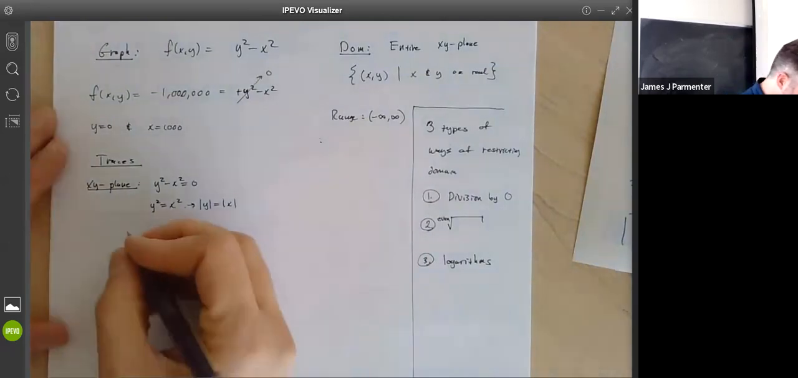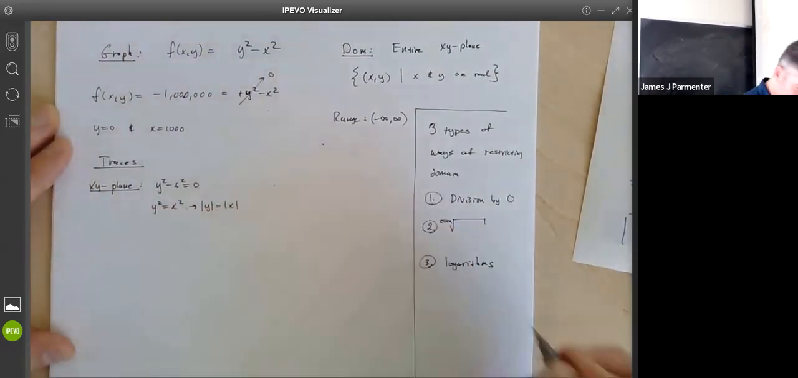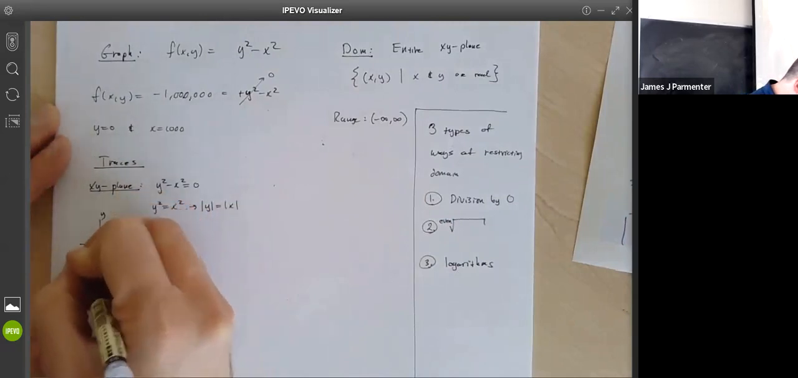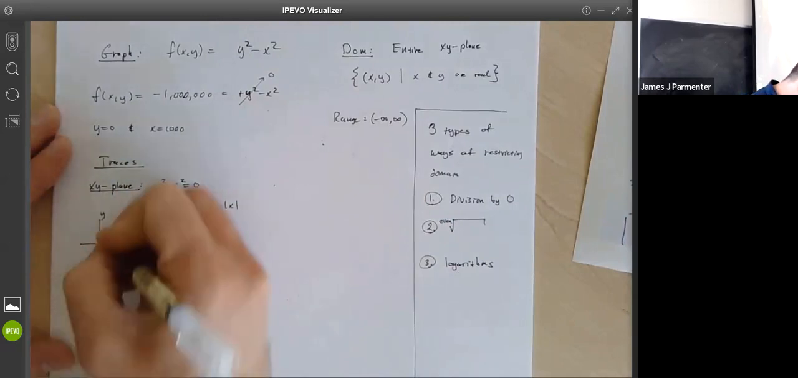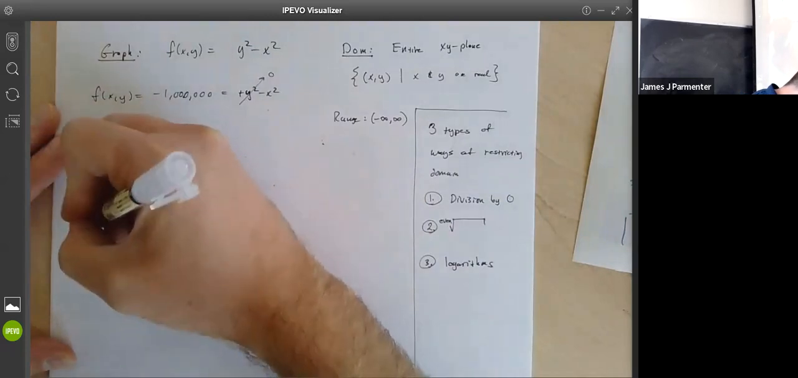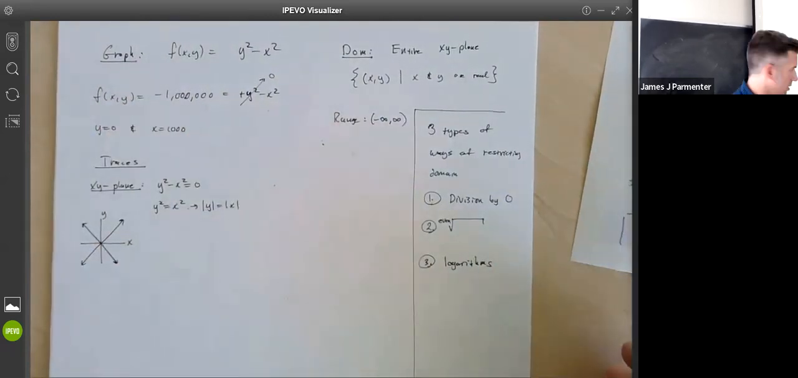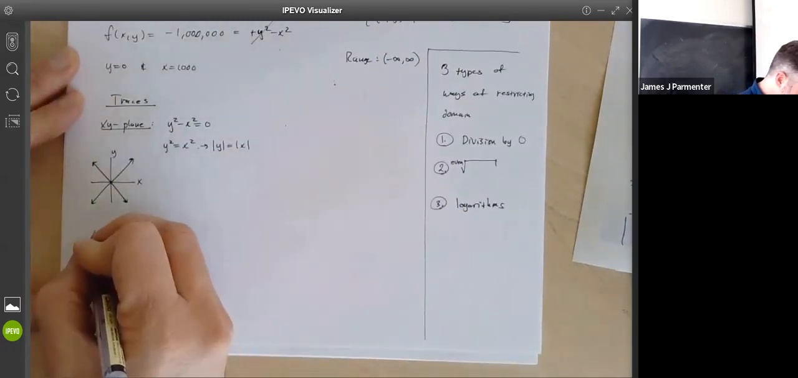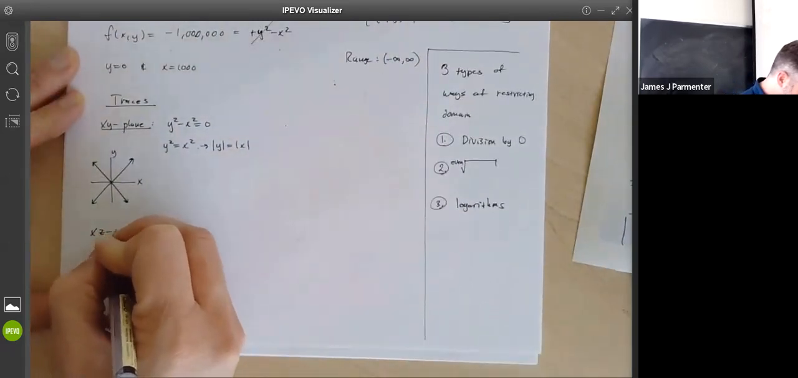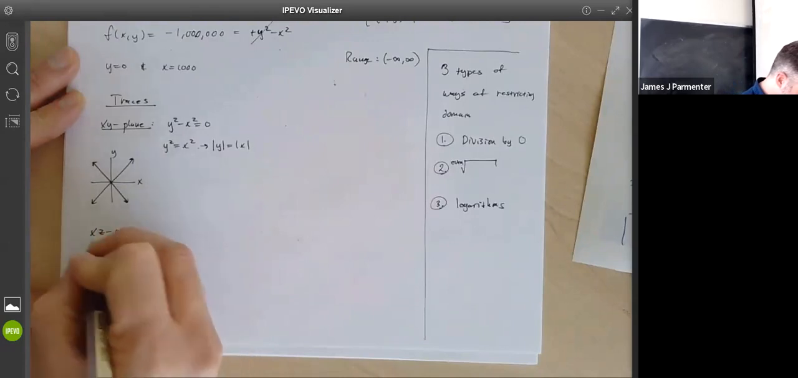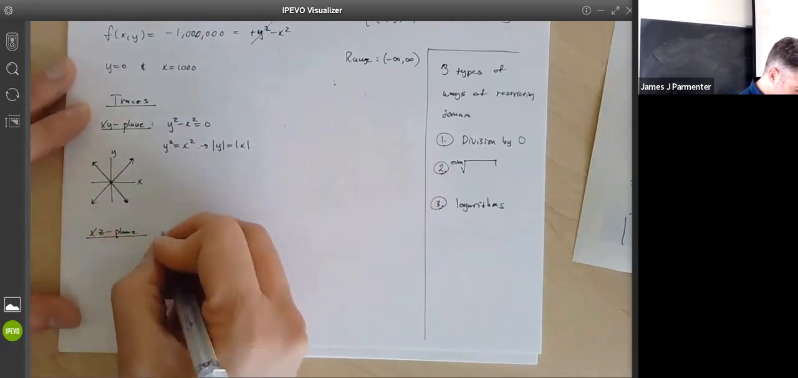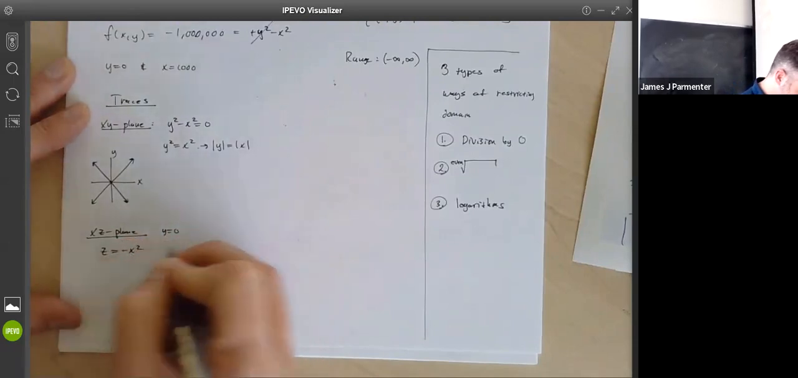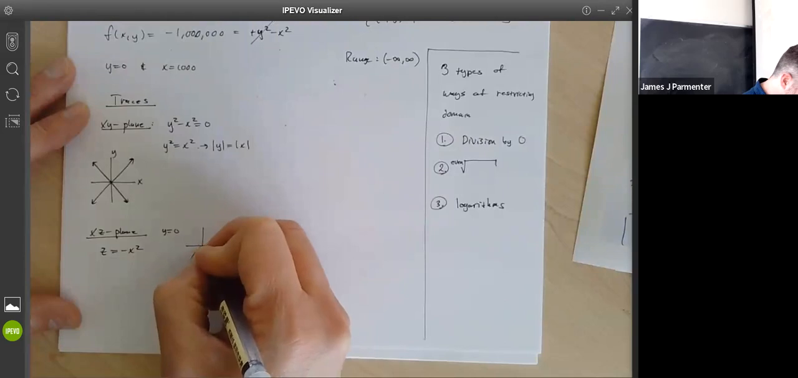graph. So this looks like, I want to save myself enough room to draw this thing. This looks like that, which I will tell you, it's not super obvious when you graph it. And that's your trace. In the xz plane, when y equals 0, we're going to get z equal to negative x squared. So it's going to be a downward opening parabola.